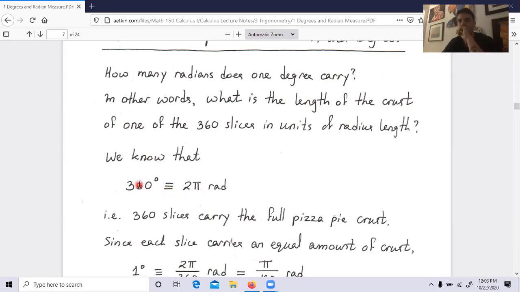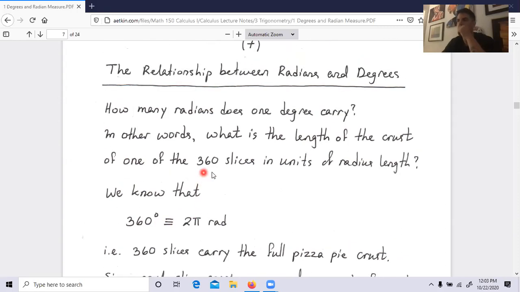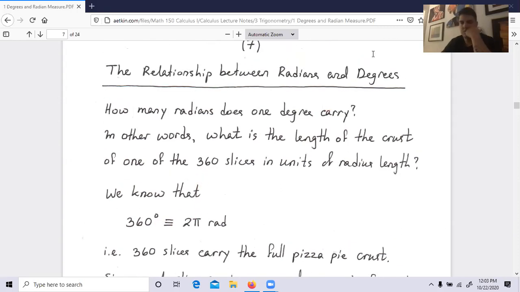360 pizza slices carry 2 pi radius units. Are you with me? Now, if you are with me, tell me how much does 1 slice carry? How much crust in radius units does 1 slice carry? 1 Babylonian slice, to be precise.